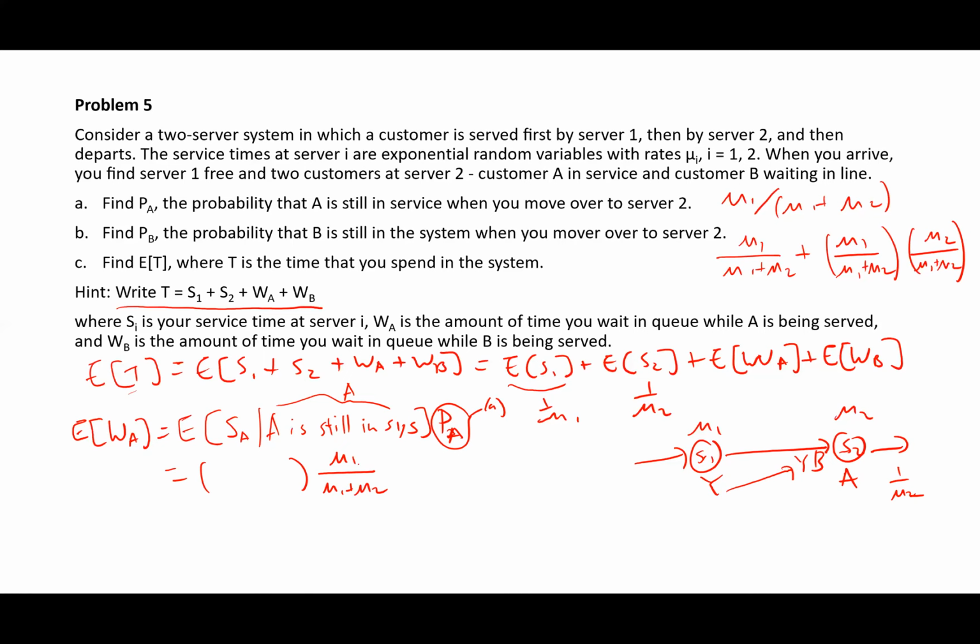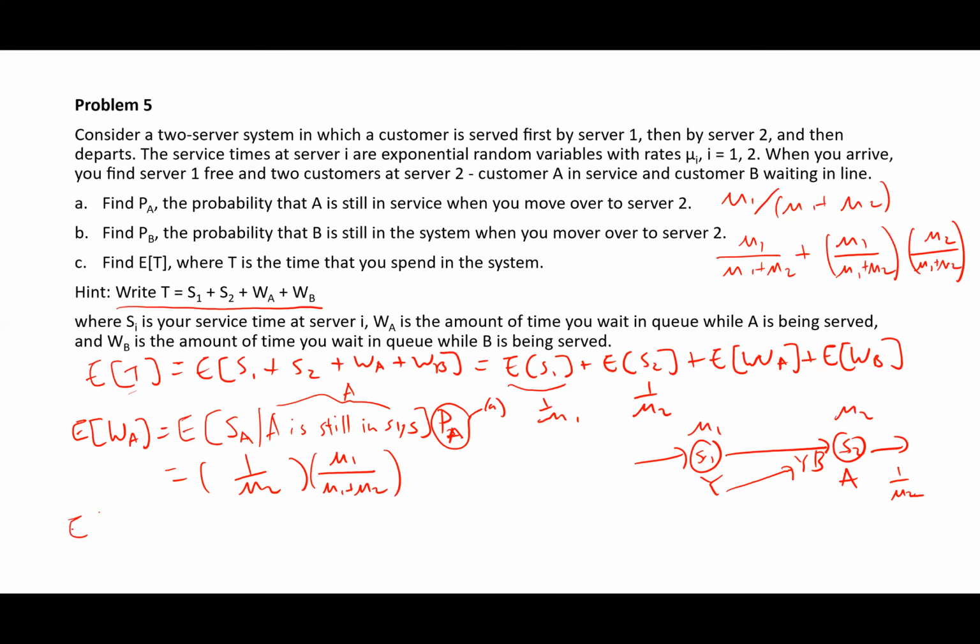Okay. So if A is still in the system when you walk over, you have to wait for that person A. It's simply the service time to server 2, so this will be 1 over mu2. Okay, so the expected value of WA is then just the product of these two terms.